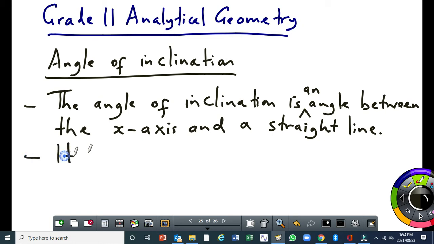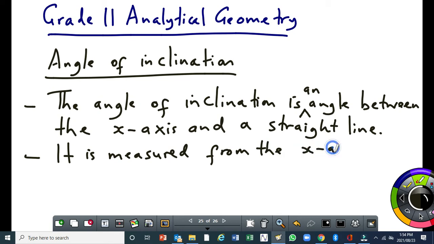Right? It is measured from the x-axis in an anti-clockwise direction. That's what I'll show you. So you measure the angle from the x-axis in an anti-clockwise direction. Okay, so your starting point is the x-axis, right?